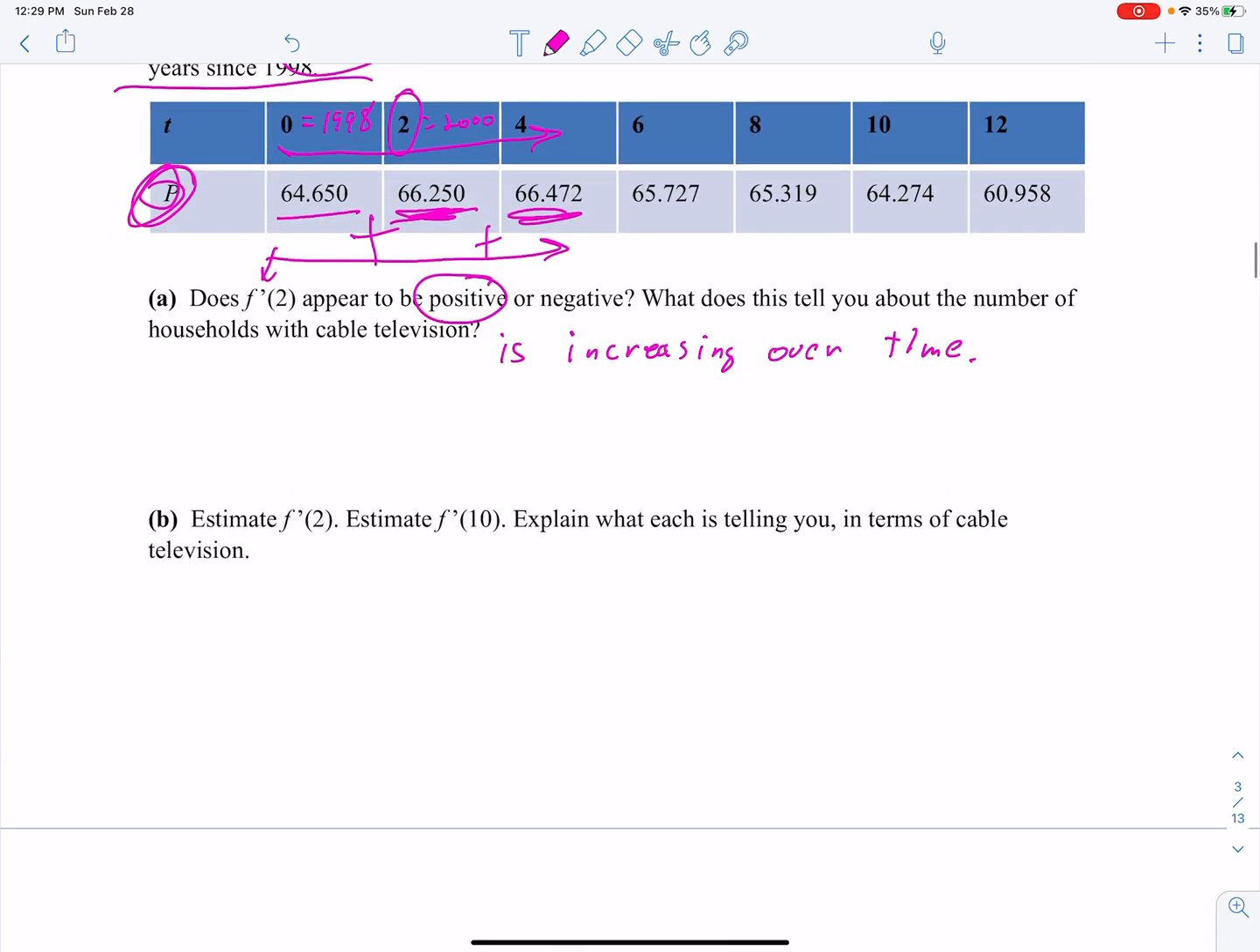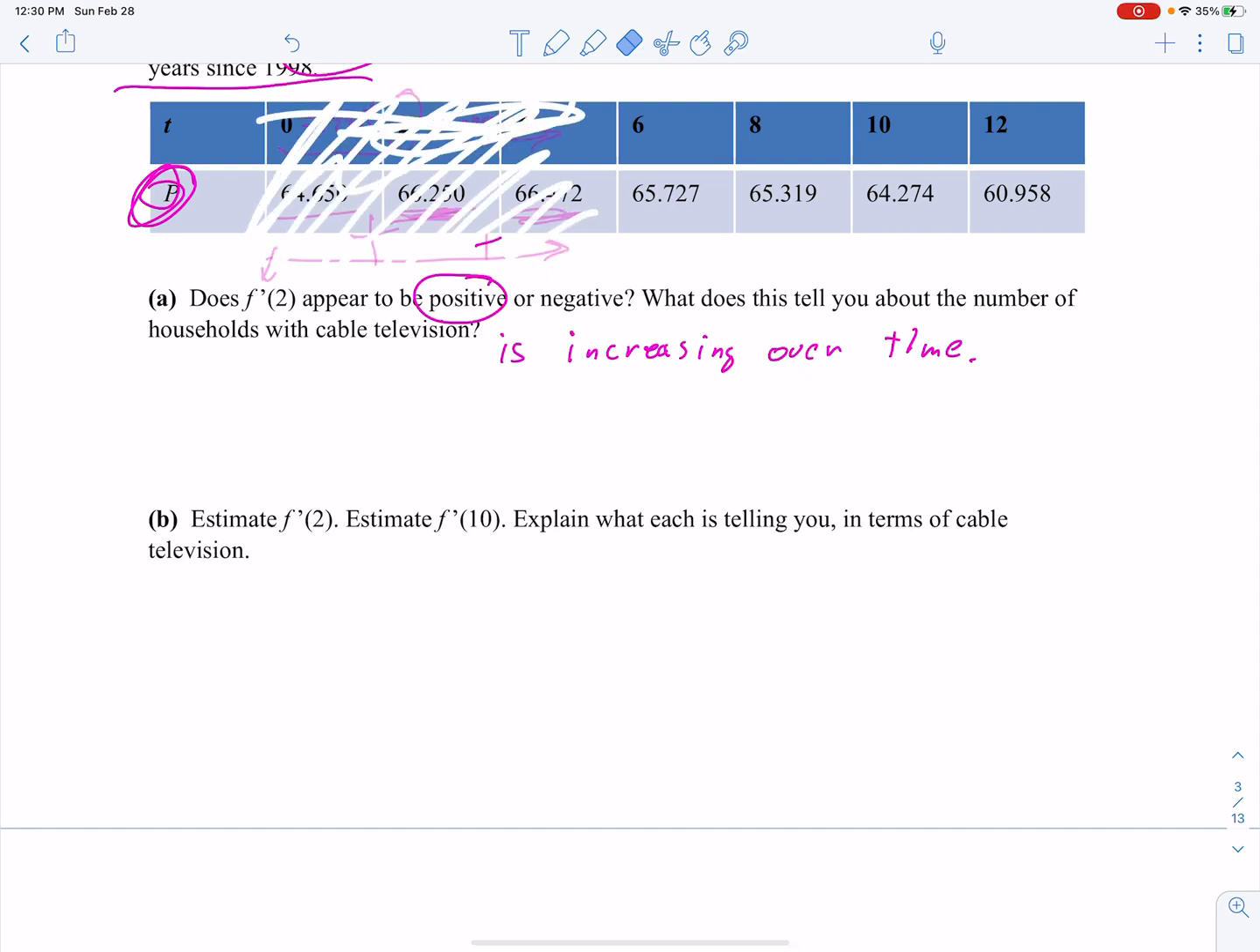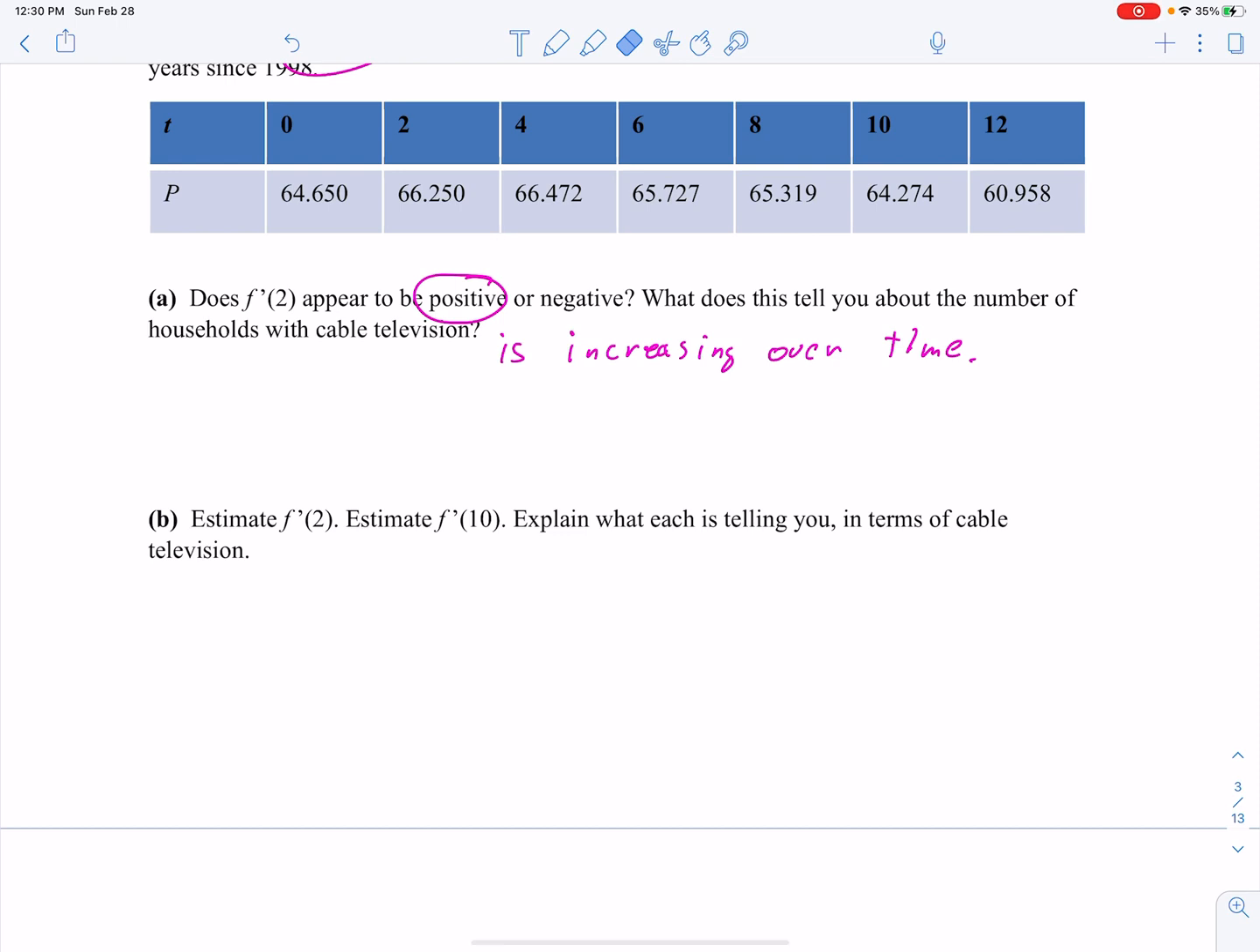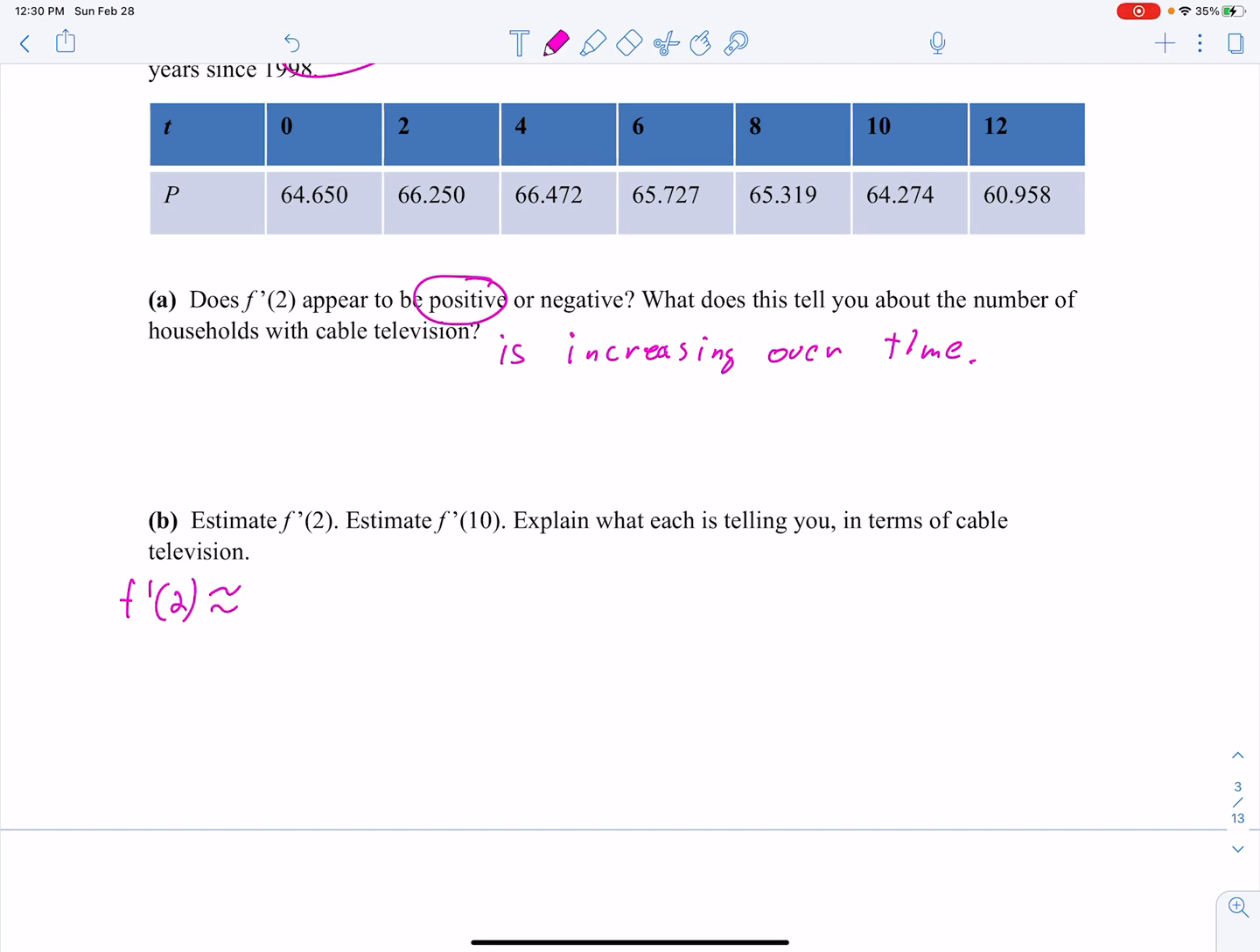At B, it says estimate f prime of 2 and f prime of 10. So in other words, the slope at 2 and the slope at time equals 10. Let me clean this up here. What we're going to do is find the slope. f prime of 2, slope is derivative, right? F prime means derivative, is approximately, so the squiggly equal sign means approximately. If we want to estimate the slope at 2, we're going to calculate the slope between 2 and 4 to estimate the slope at exactly 2.